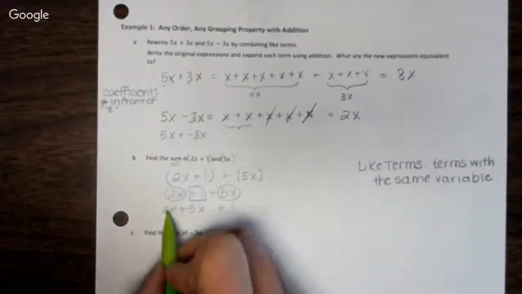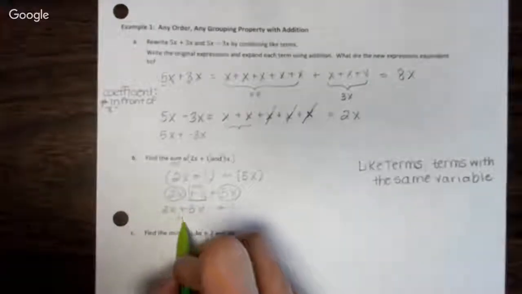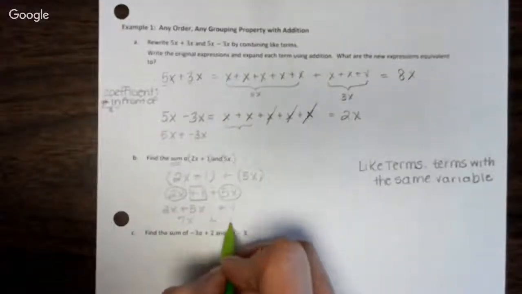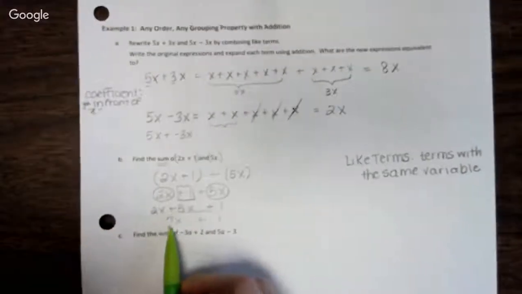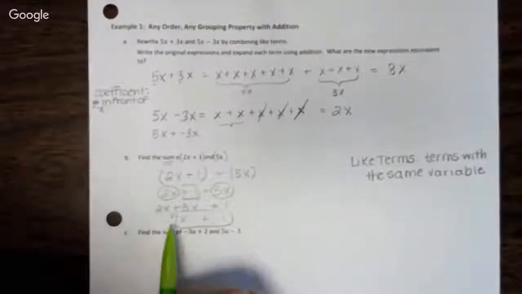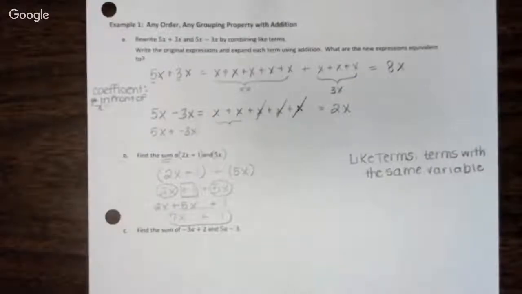All right, so let's add. 2x's plus 5x's is 7x's plus 1. And this right here is actually my answer because this has an x, this doesn't. So I can't go any further.